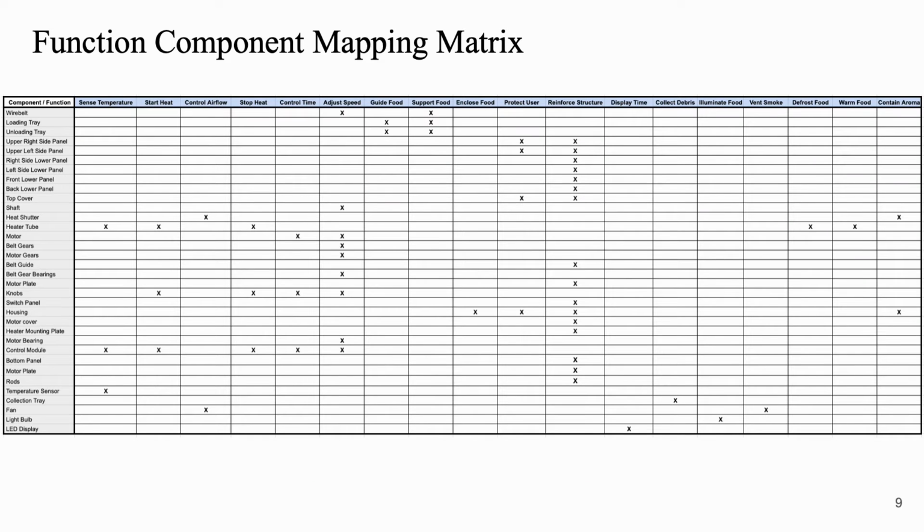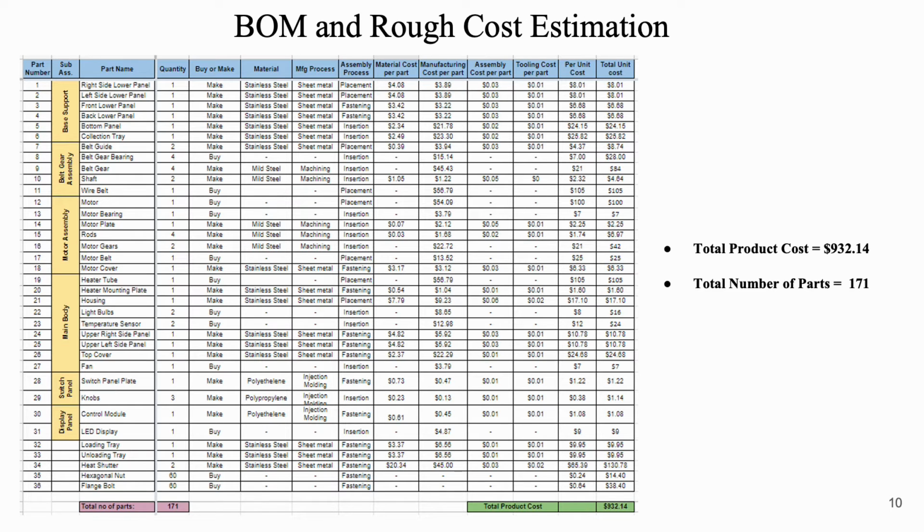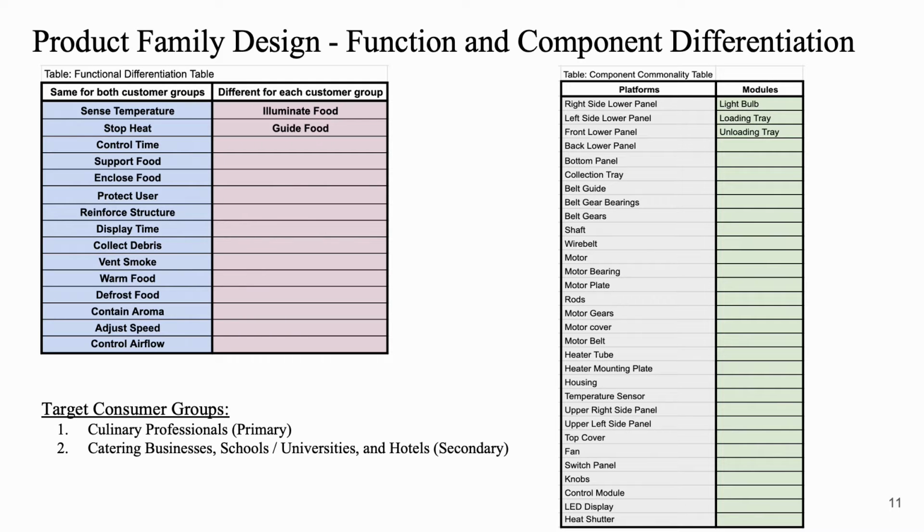Our function component mapping matrix mapped each of our 18 terminal level functions with our 34 parts. This is our bill of material for the original design of our oven, with the original total product cost coming out to $932.14.